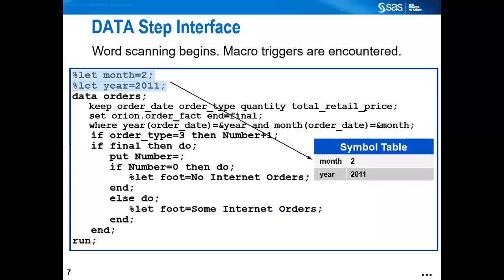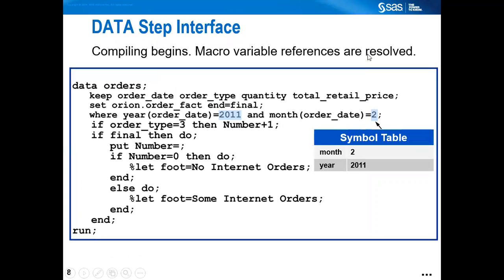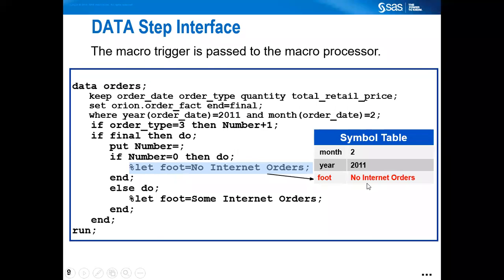So it's during compilation. Word scanning begins, macro triggers are encountered during compilation, so your macro variables get resolved in your data step compilation phase. So during compilation, why would it check the condition? Number will not be created during compilation because it's going to work on this condition at the time of execution. But percent-let is a compile time statement, hence it's creating this. So why would it again check a condition?